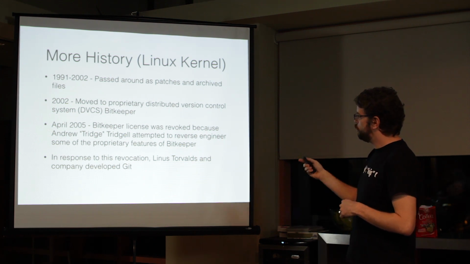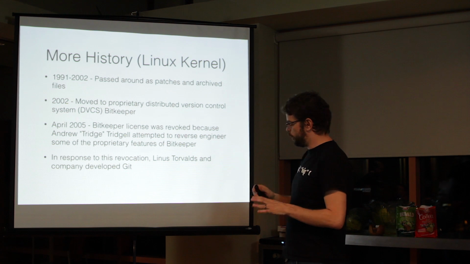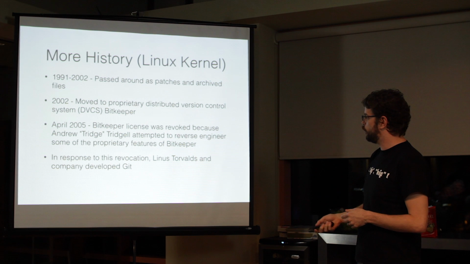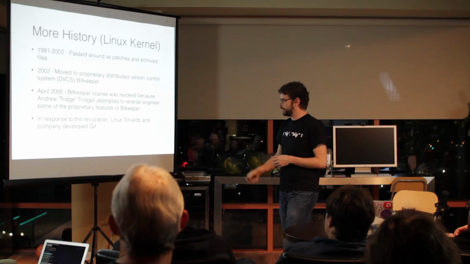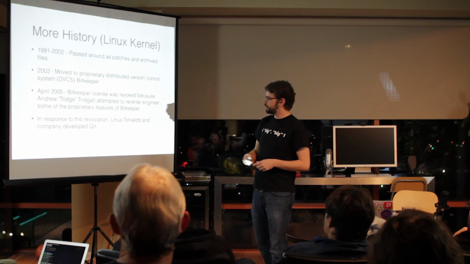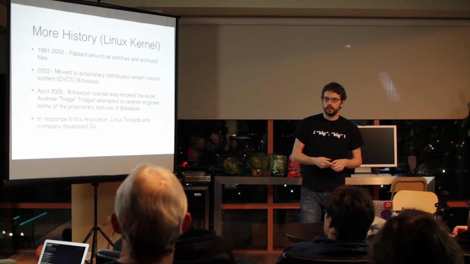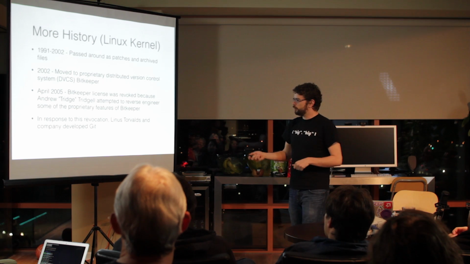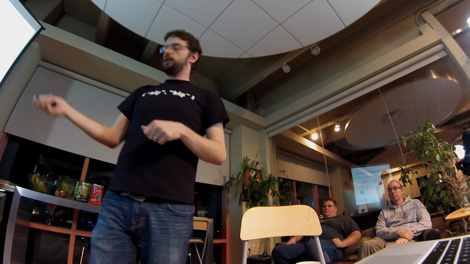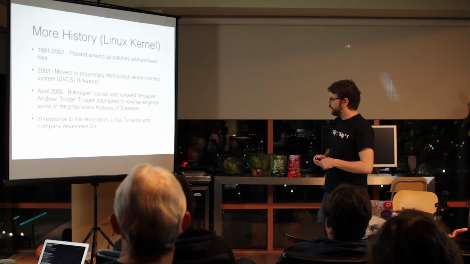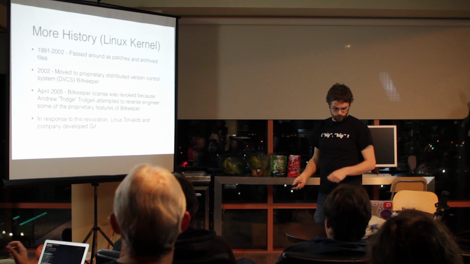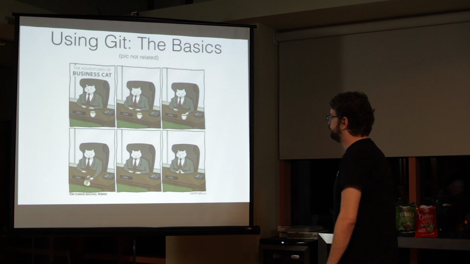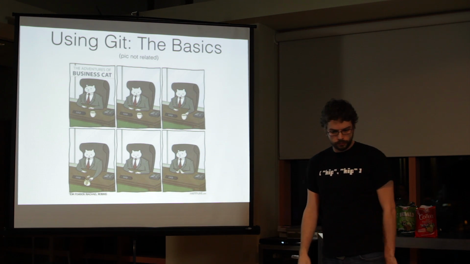And then in 2005, this is the cool part, BitKeeper's license was revoked. It was a proprietary piece of software, and Linux had free access to it, but it was revoked because a Linux contributor attempted to reverse engineer the software so that he could build it himself. In response to this revocation, Linus Torvalds developed Git, and he did so in two weeks. I think the initial release took less than a month. So let's use Git.